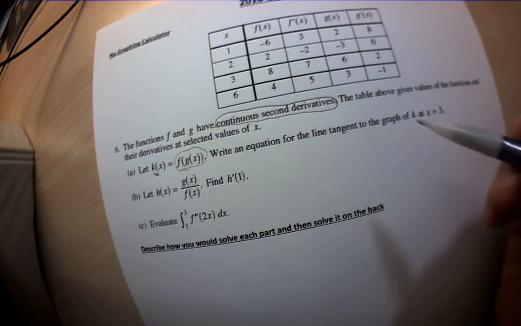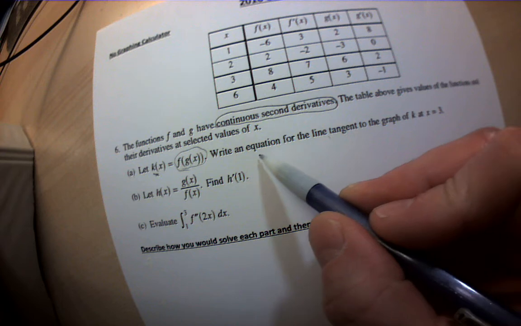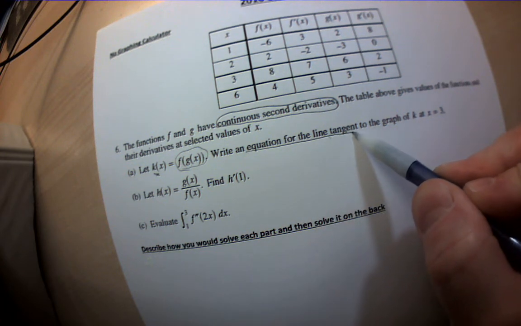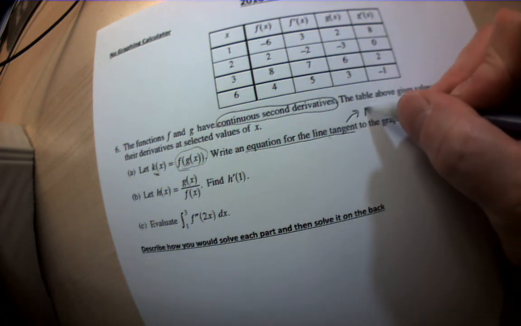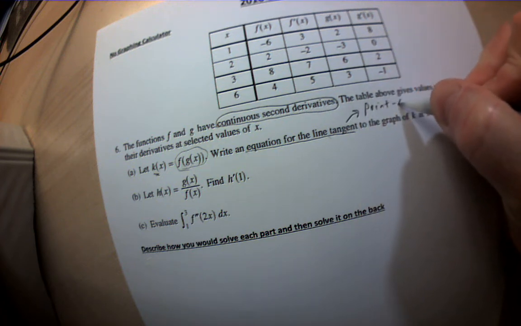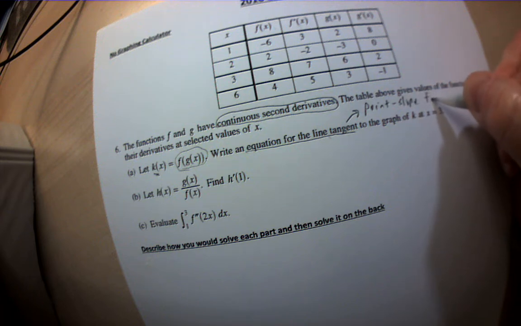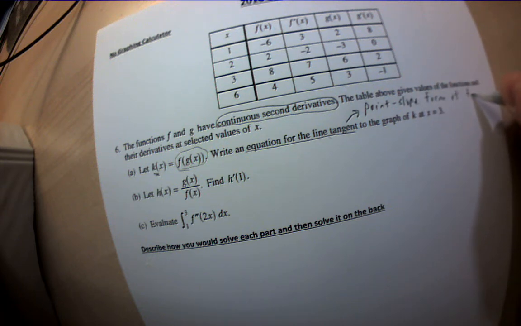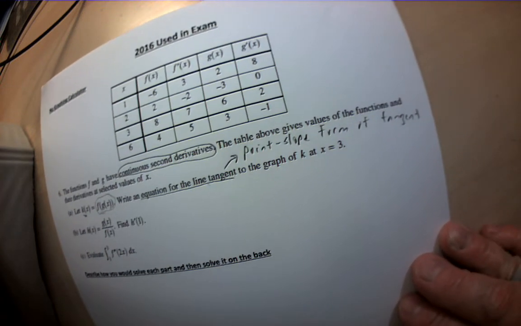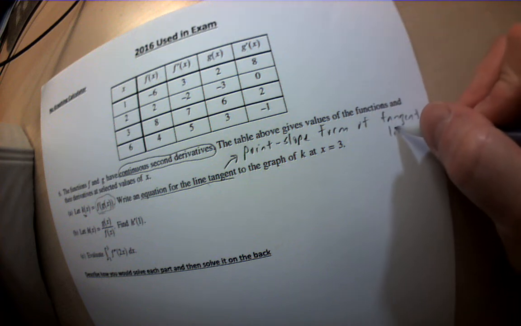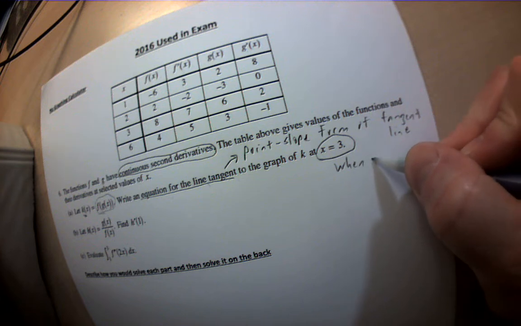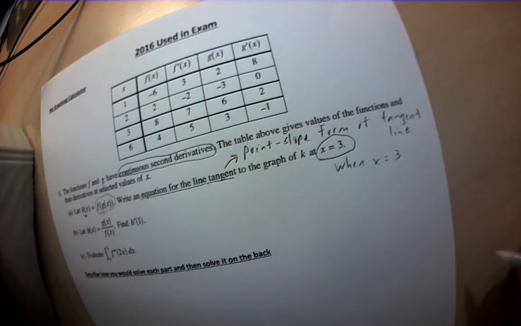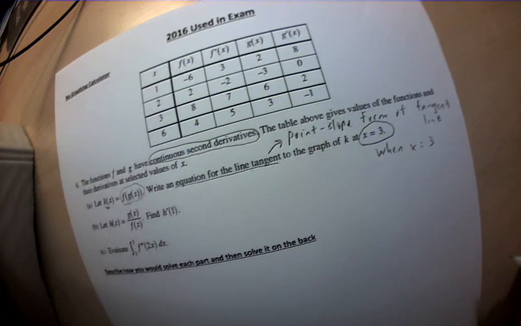Write an equation for the line tangent to the graph. So they want the equation of a line tangent. Tangent means first derivative. That makes me think I need the point slope form of the tangent line. That's how I'm going to attack that. You want to think before you work. So I need the point slope form of the tangent line, and I'm going to get it when x equals 3.